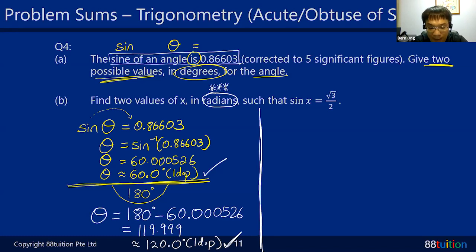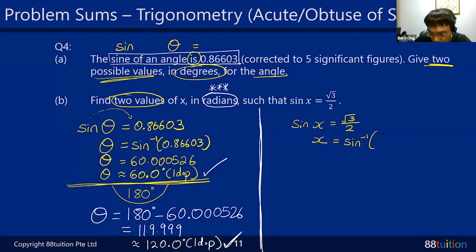Once again, what do they want? The question is asking for sine x is equal to square root 3 over 2. The question wants you to find x, and they also want you to find two values of x. Don't panic. Let's go and find one first. How do you bring the sine across? Sine you bring across will give you shift sine, or sine to the power of -1. Square root 3 over 2, you can put it back, like that.